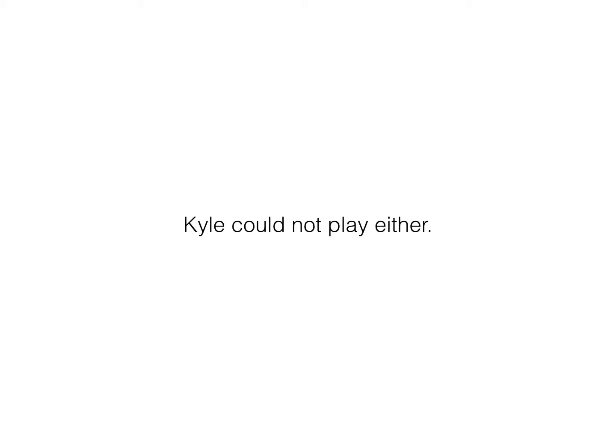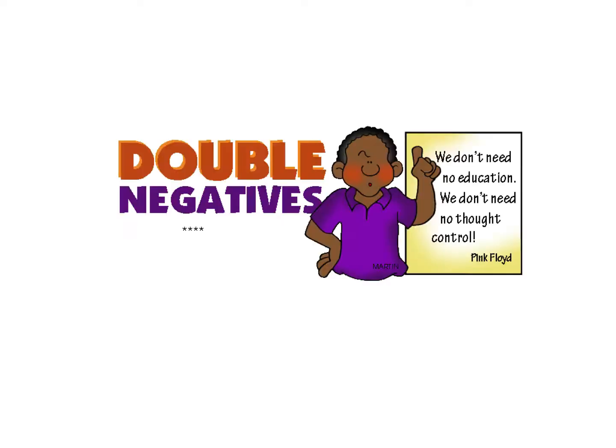Now here's another one. Kylie could not play either. Now, let's write a contraction to replace the words could not, and that will be couldn't. So we're going to drop the O and insert an apostrophe in its place. So we'll have Kylie couldn't play either. Now our next lesson is also double negatives.